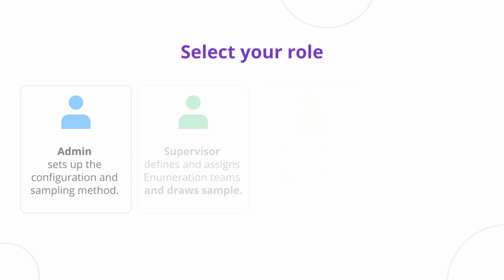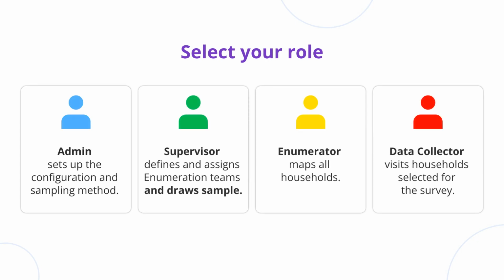GPSSample has 4 defined roles. Depending on your role, you'll use different features of the app to complete your tasks. The admin sets up the configuration of the study and the sampling method. Once set, the admin exports this configuration and sends to the supervisor via QR code or file transfer methods. The supervisor defines and assigns enumeration teams. The supervisor uses the QR code technology to send the team info to the enumerators.